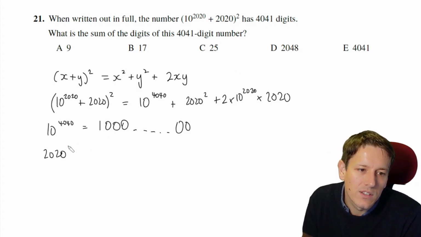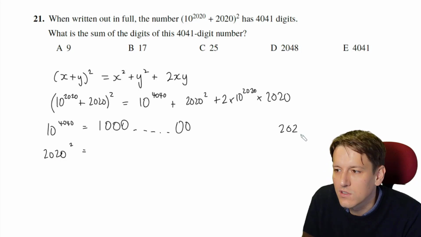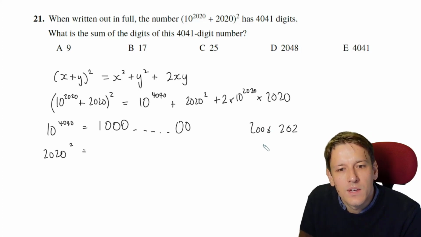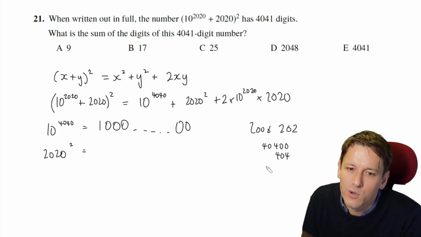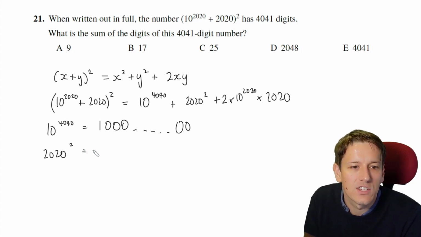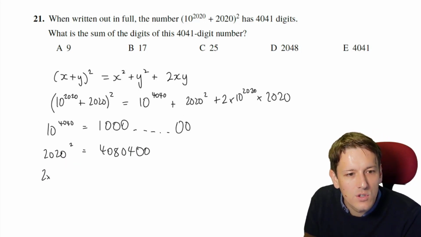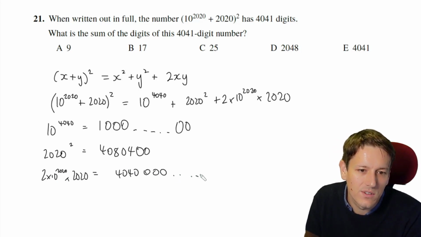2020 squared, well, we can just work that out. I suppose I could do 202 squared. So 200 times 202 would give me 40400, and then I'd need to add on another 2 lots of 202, so that would be another 404, so I'd get 40804, or you could just do it as an ordinary multiplication if you want to. And of course that was 202 squared, so 2020 squared would have another 2 zeros on the end, and then 2 times 10 to the 2020 times 2020 would be 4040, and then loads of zeros on the end, like 2000 zeros, 2020 zeros, right?